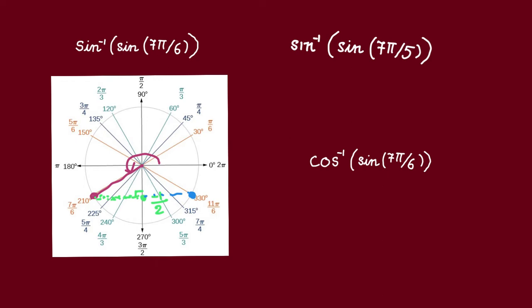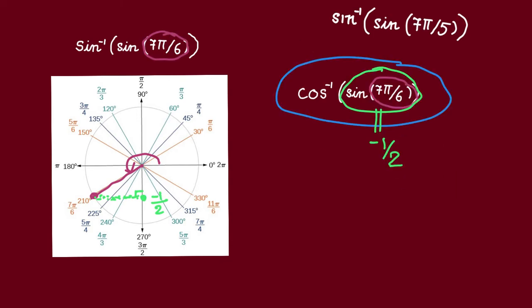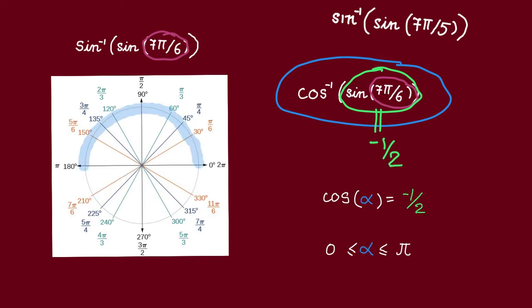Now, what if I ask you to find instead cosine inverse of sine of 7 pi over 6? Well, let's see. This angle here is the same, and as before, sine of 7 pi over 6 is minus 1/2. But now we're asking for cosine inverse of minus 1/2 instead of sine inverse. That means we're looking for an angle alpha within the range 0 to pi, whose terminal side lies in here, such that cosine of alpha is minus 1/2. So not sine alpha, but cosine of alpha is minus 1/2.